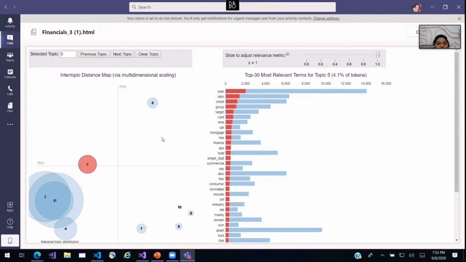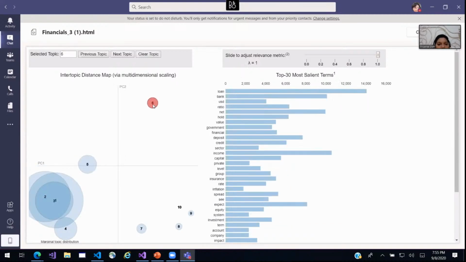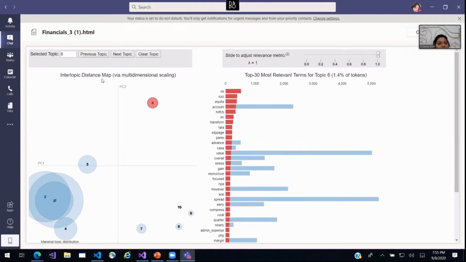I totally agree that not all the words here might make a lot of sense. And there could be words like loan. Now you see, loan was a part of most of the topics which we saw here, right? So here also in topic 6 you had the same thing. Now topic 6, if you see, it is gathering all the banks together. So you have RBI, ICICI, HDFC, and you have all the currencies, INR, and all the non-performing assets, NPA, and rural areas and stuff like that.